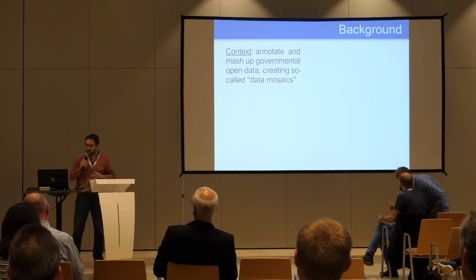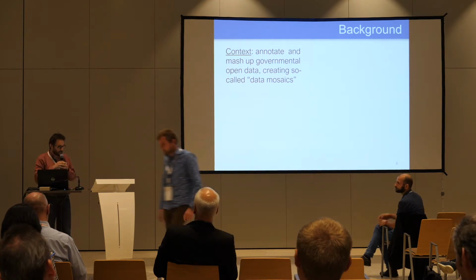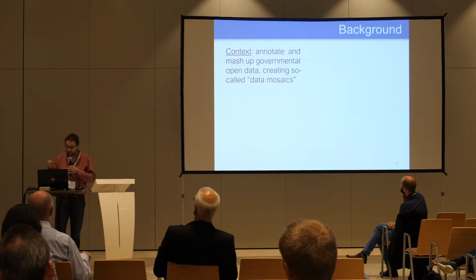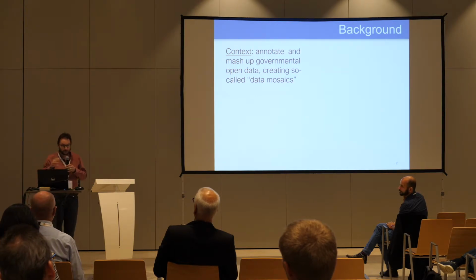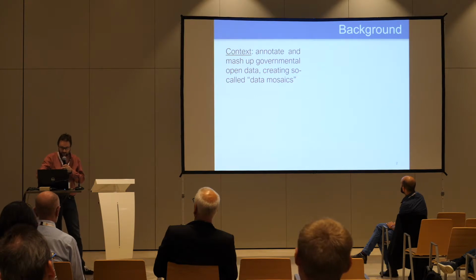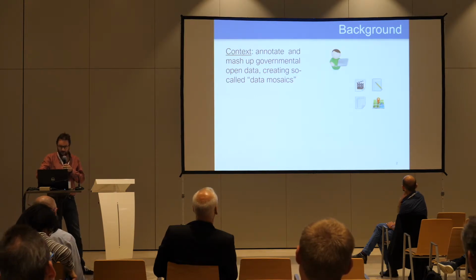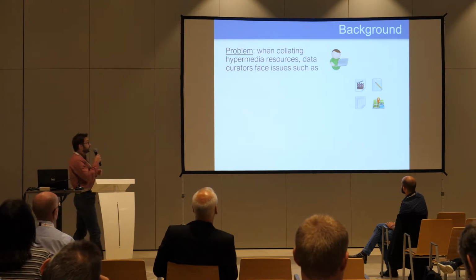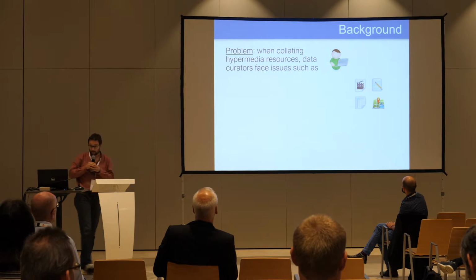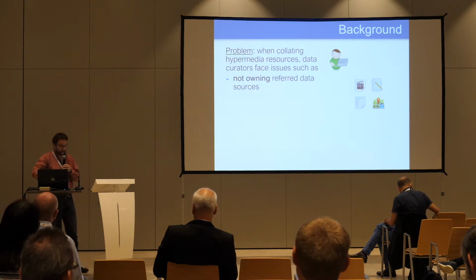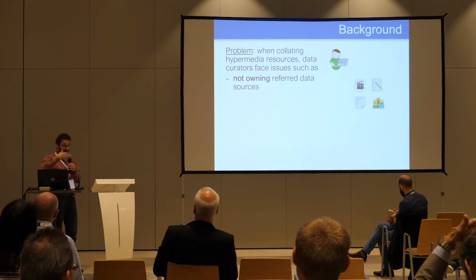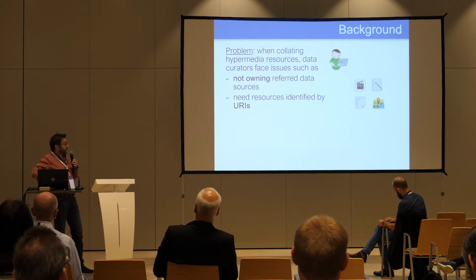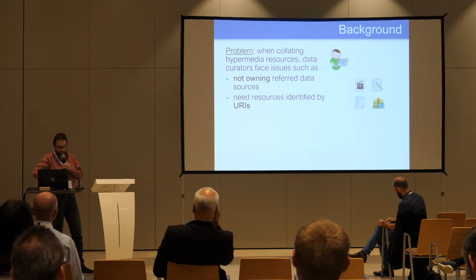So the context is we have a whole set of open data out there, and we want to be able to annotate it and mash up the data to create reports, to create whatever things we want to create by aggregating different data sets. And so we have a user, multiple data sets out there online. Usually the problem is that we want to collate hypermedia resources, but the people who want to do that have problems such as, well, the data is not theirs. They have data out there, but it's not physically theirs. So they only have URIs, URLs.